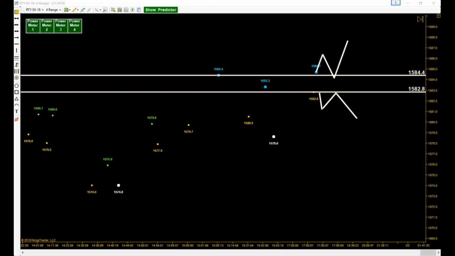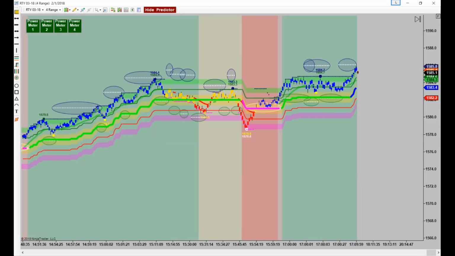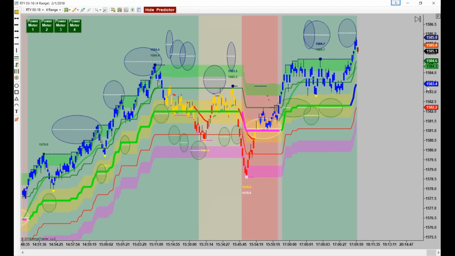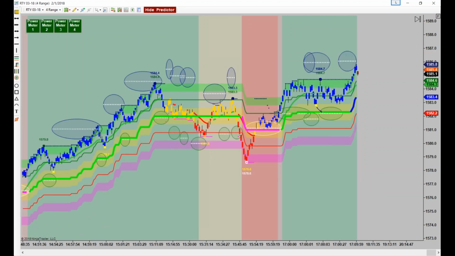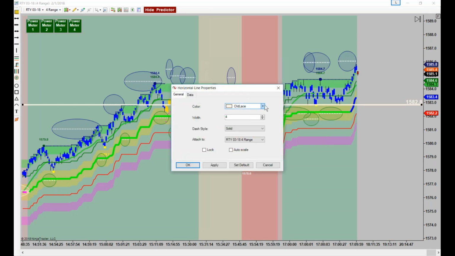Now let's look at the actual chart and let's see if we can tell what's going on. Okay, here's your actual chart right here. Now notice that I drew the line like right here. That's where that line was. Let's go ahead and change this.